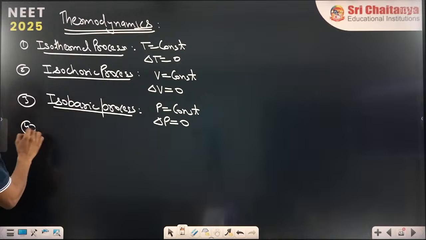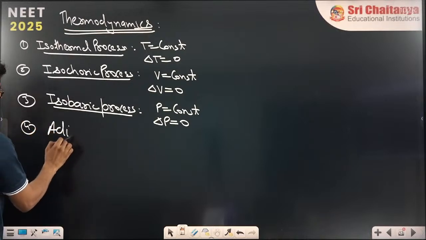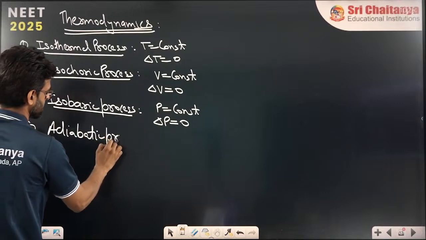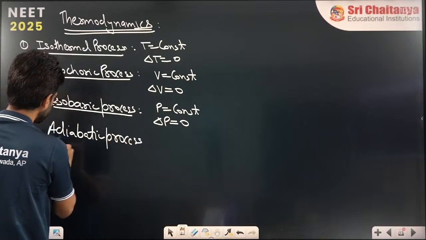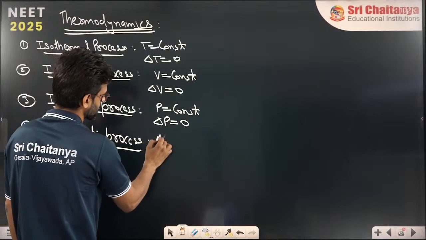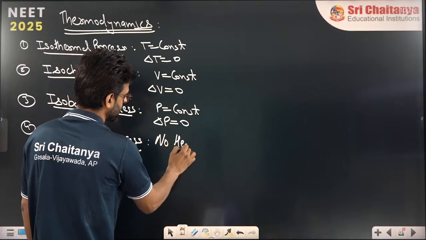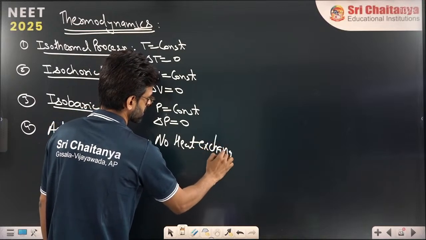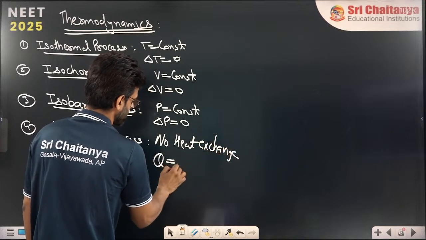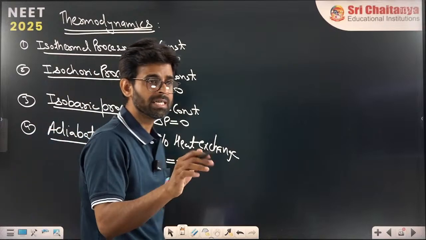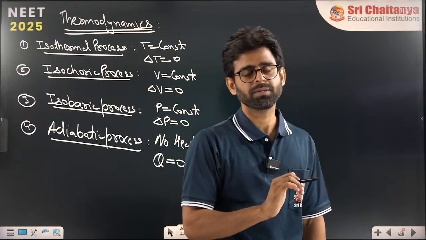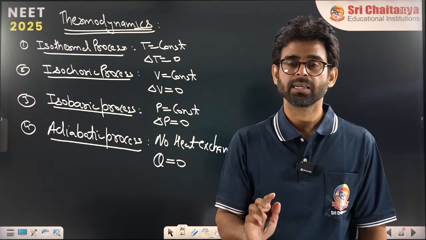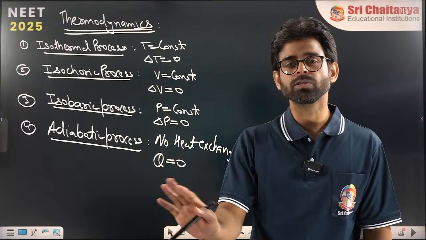And next, very important, adiabatic. In adiabatic process, you say no heat exchange. I will not say heat remains constant. I will say no heat exchange. That means Q is 0. We don't write delta Q is 0. We just say Q is 0. Be careful about it. It's a path function and we don't put the delta word here. No heat exchange means Q is 0.